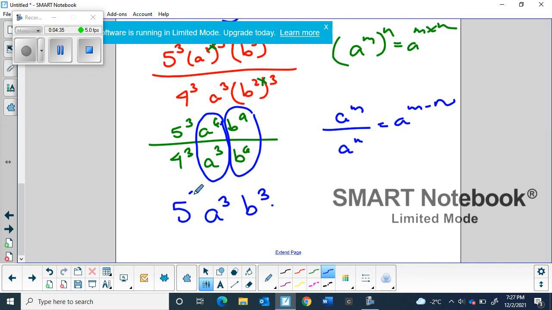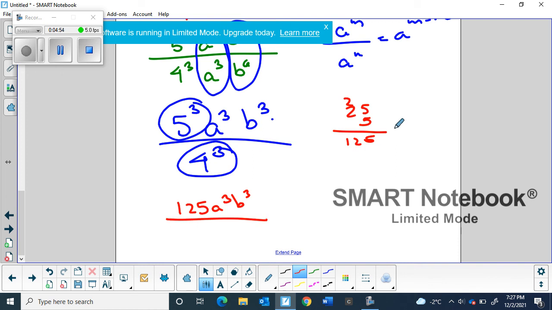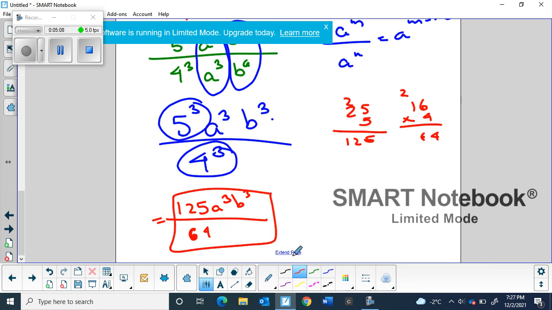And then finally, the last thing to do would be to add in our numbers. And we know we can actually get answers for these too. So 5 times 5 times 5, which is 25 times 5, 125. A cubed, b cubed. And 4 cubed is 16 times 4, which is 64. And that is it, because there's nothing left over top. And that would be our final answer.